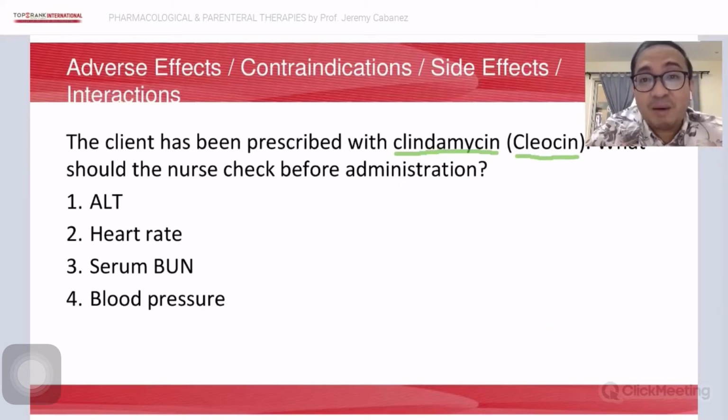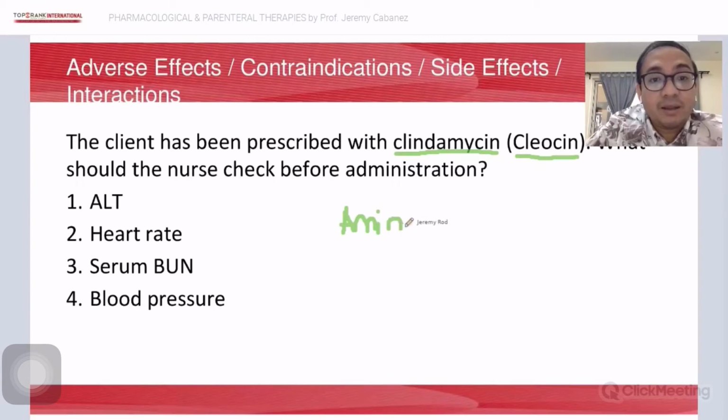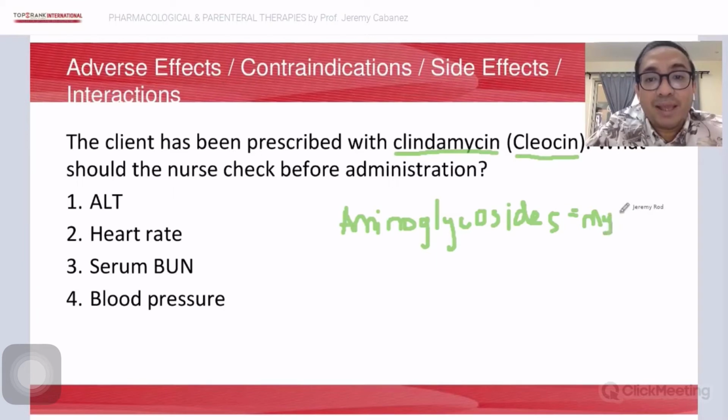Okay, guys, please remember, clindamycin is a drug that is different from your macrolides and different from your aminoglycosides. Do you remember those drugs? Meron kang tinatawag na aminoglycosides, right? Yung aminoglycosides, ito yung mga gamot which ends in mycin. Tobramycin, streptomycin, gentamicin, amikacin. Do you remember? They are called your aminoglycosides, drugs that end in mycin.